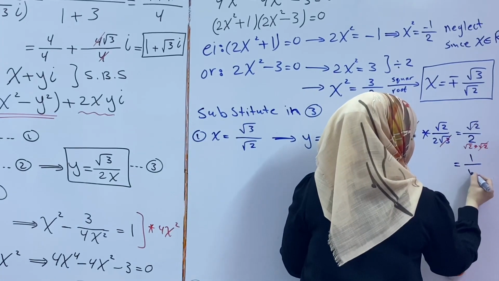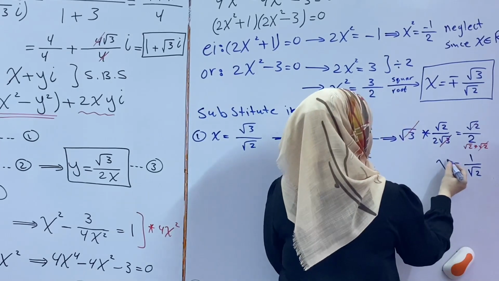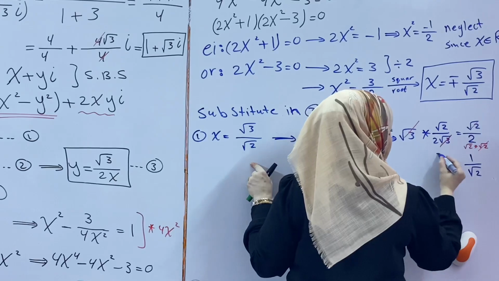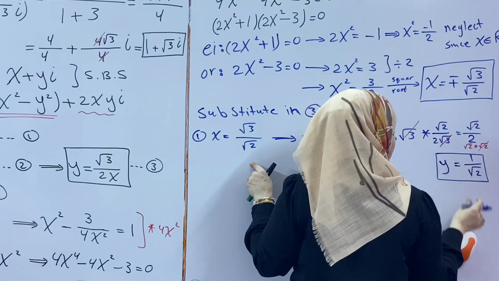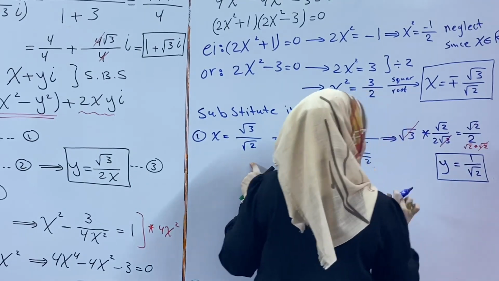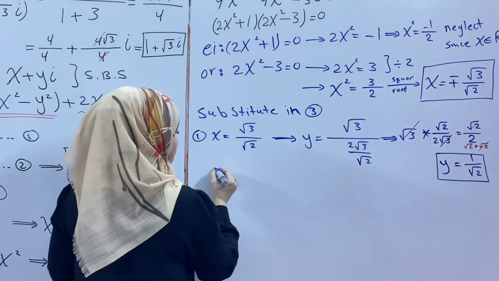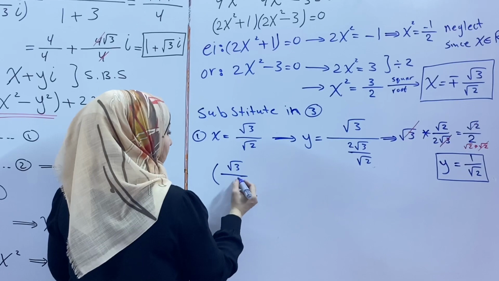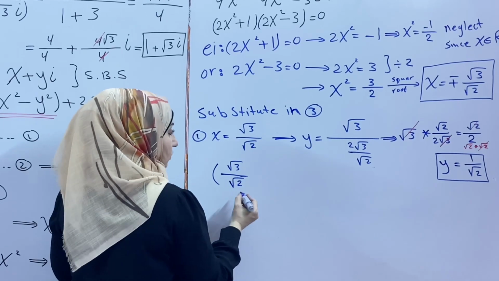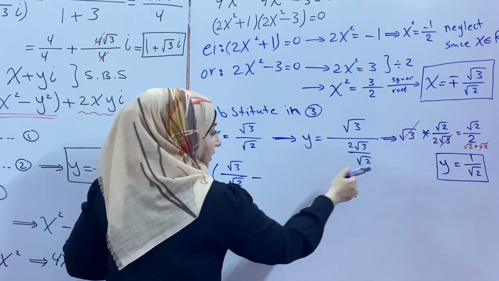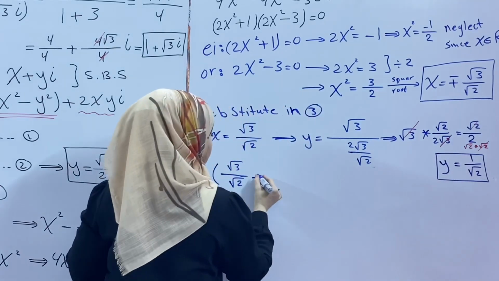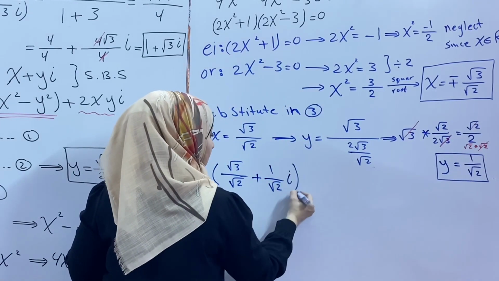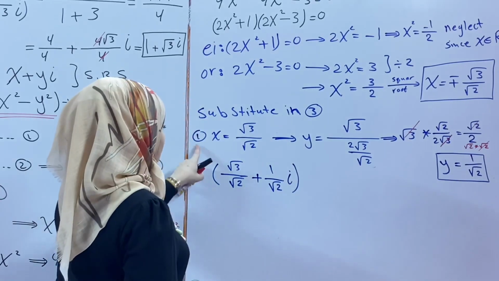1 on square root of 2. This is the first value for y. When x equals the first root, positive square root of 3 on square root of 2, the value of y is positive 1 on square root of 2. This is the first root.